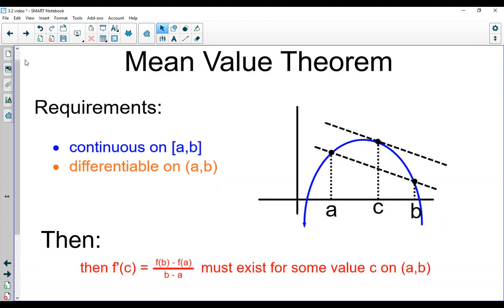If all of this happens, then what the mean value theorem says is that f prime of c must equal f of b minus f of a over b minus a. That's slope. So basically, it's saying that the derivative value must be equal to the slope of the secant line at some point. So again, for a and b, we would find the slope, and then in between a and b, there exists a value c where the slope of the tangent line is equal to the slope of that secant line.